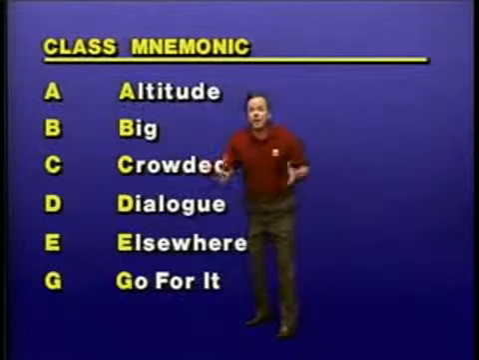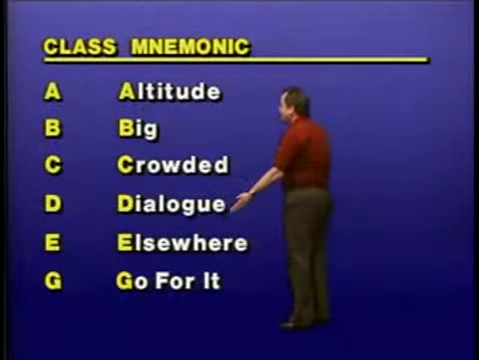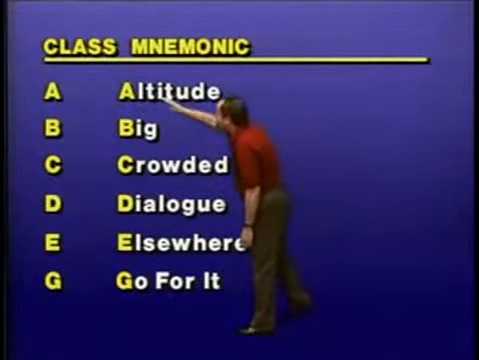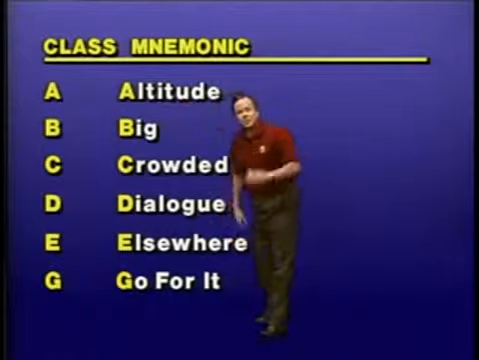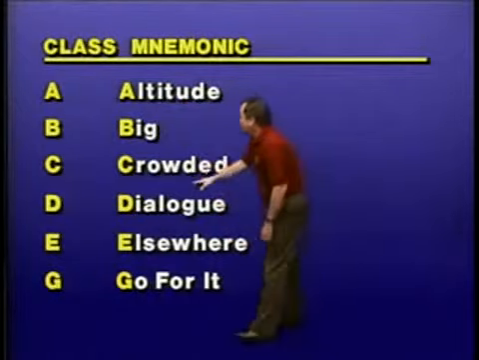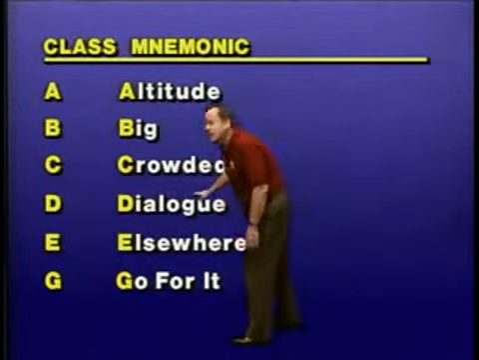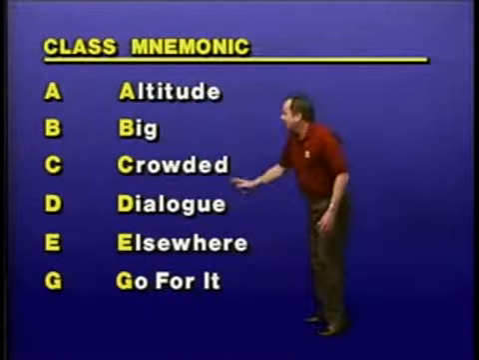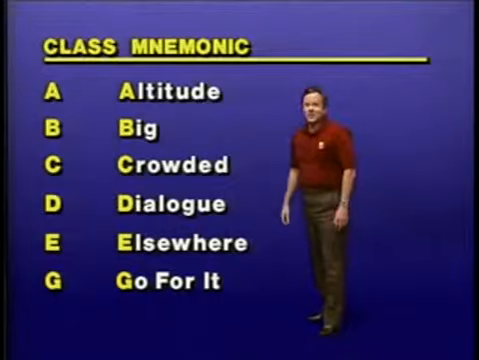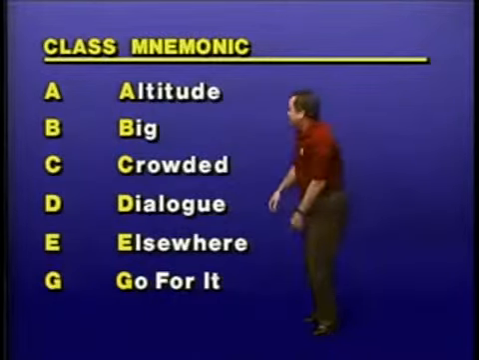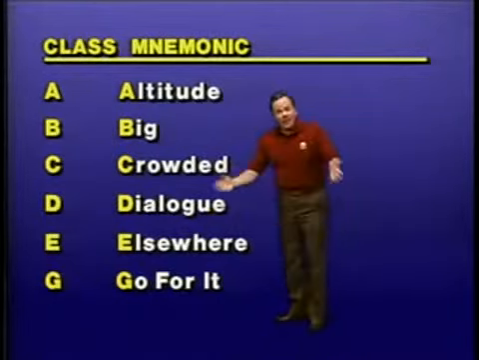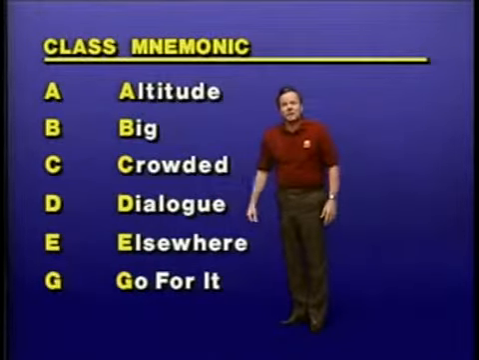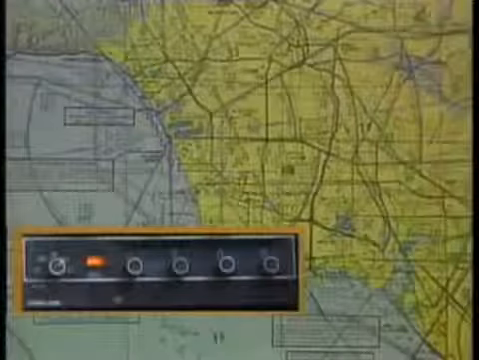Let's wrap up our understanding of the entire international airspace system, because you know now that when you see A, you're going to think altitude. When you see B, you're going to think big. When you see C, you're going to think crowded or congested. When you see D, you're going to think dialogue. When you see E, you're going to think elsewhere. And when you see G, you're going to think go for it. And now that we have this in hand, you and I are both true citizens of the international aviation community.